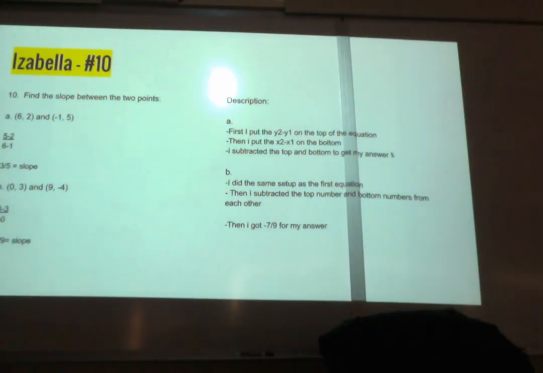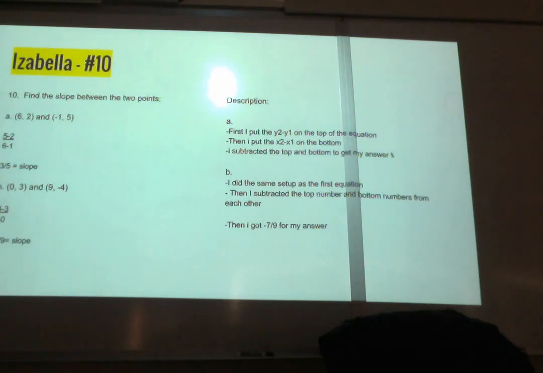Okay, so first I put the y2 and the y1 on the top, and I subtracted them, which is 5 and 2. And then I put the x2 and the x1 on the bottom, which is 6 minus 1, to get my answer with this as a slope. And I did the same type of setup for part B, and the answer was -7/9. That's the slope. I want to show you something to be careful of.